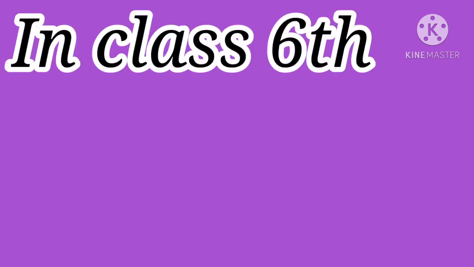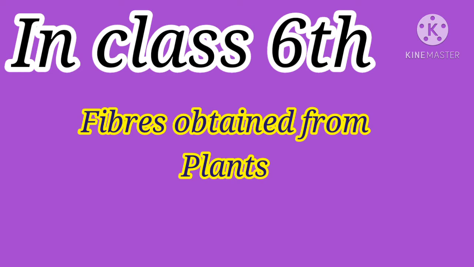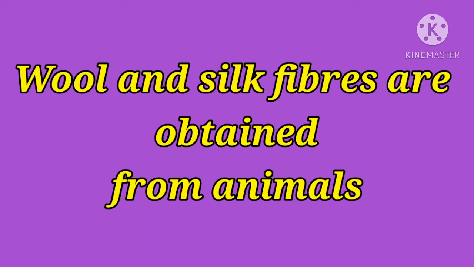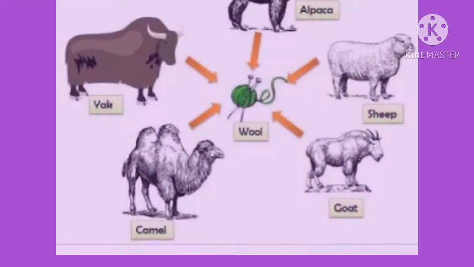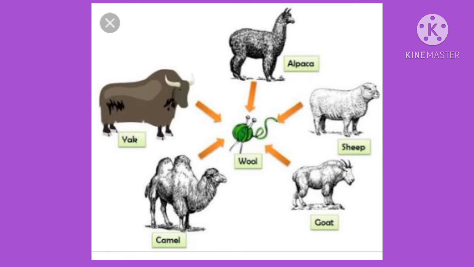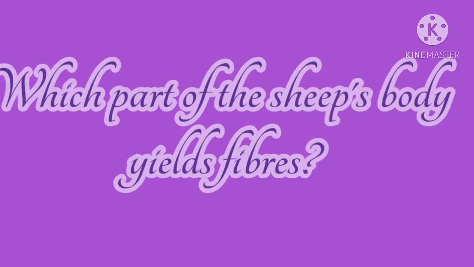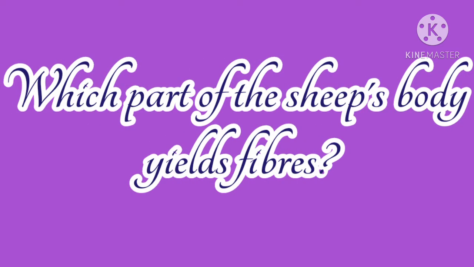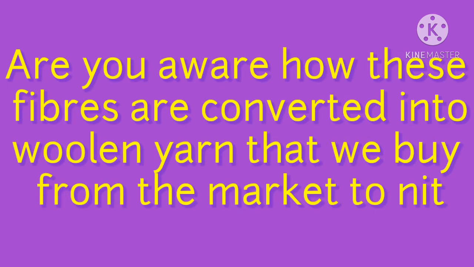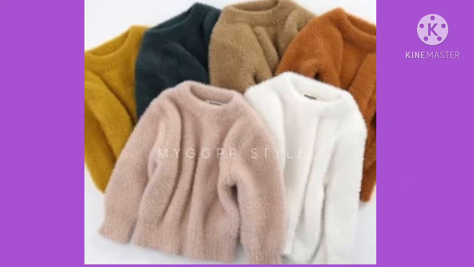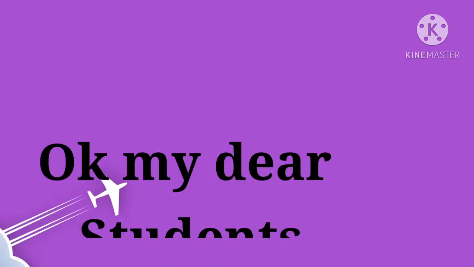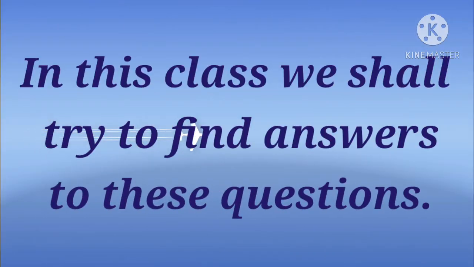In class 6th, you have learnt about some fibers obtained from plants, isn't it? You also learned that wool and silk fibers are obtained from animals. Wool is obtained from the fleece, that is, hair of sheep or yak. Do you know which part of the sheep's body yields fibers? Are you aware how these fibers are converted into the woolen yarn that we buy from the market to knit sweaters? Okay, my dear students, in this class, we shall try to find answers to these questions.